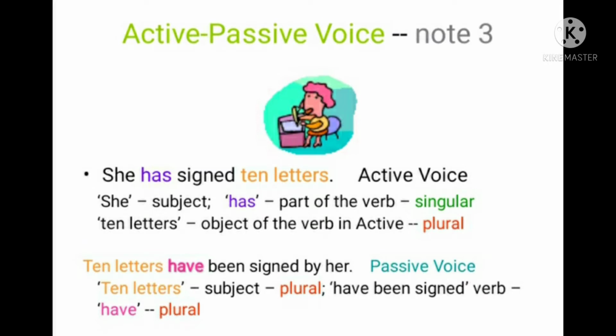Next example, she has signed 10 letters, active voice. She is the subject, has is a part of the verb and it is in singular. 10 letters is the object of the verb. Okay, 10 letters is in the plural form. So what will be the passive voice? 10 letters have been signed by her. So as per the rules, 10 letters which was the object in the active voice becomes the subject in the passive voice. And since it was plural in the active voice, it continues to remain plural even in the passive voice.